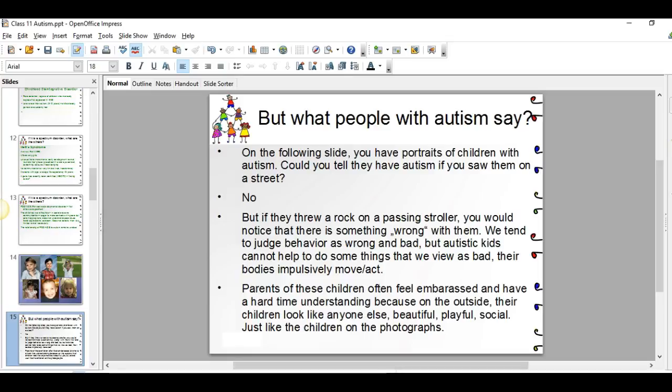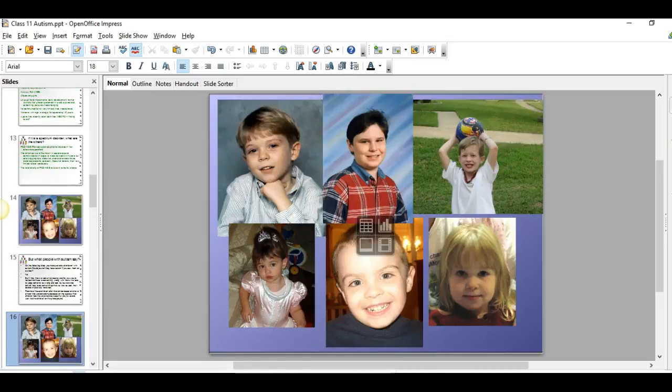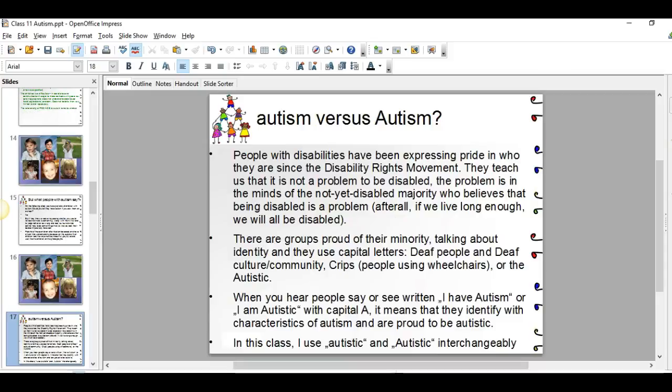Parents of these children often feel embarrassed and have a hard time understanding, because on the outside their children look like anyone else: beautiful, playful, social, just like the children in the photographs right here. You wouldn't be able to tell. But if they do something bad, then right away you know that this child might have autism or some other disability, because no one would typically throw a rock on a stroller where there's a baby sleeping. That's a true story that happened.